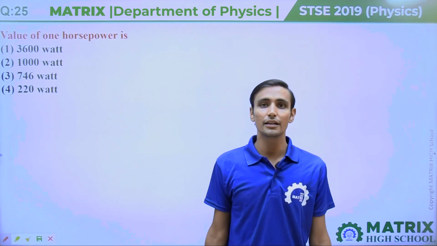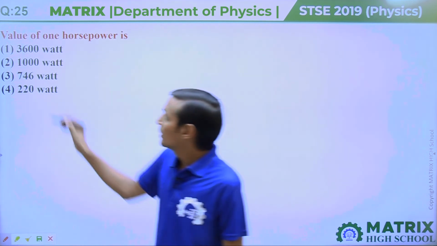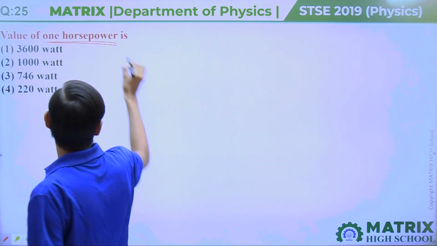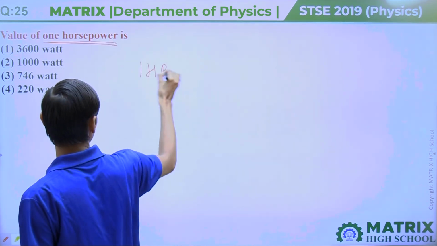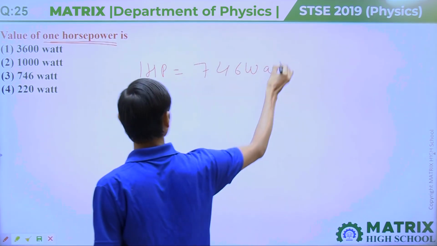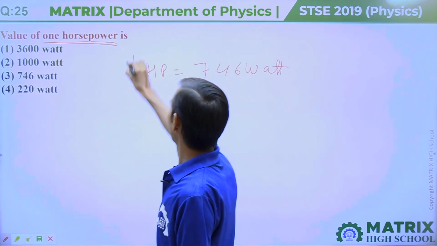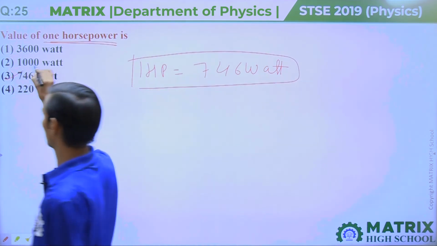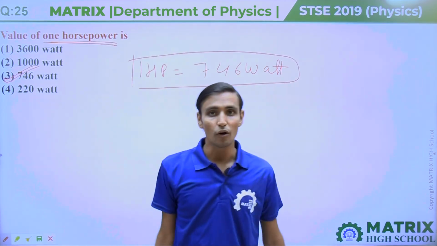Last, question number 25. Value of 1 horsepower: 1 horsepower equals 746 watt, and that is given in option third. So your correct answer will be option third.